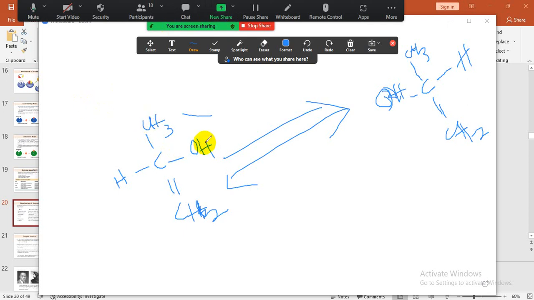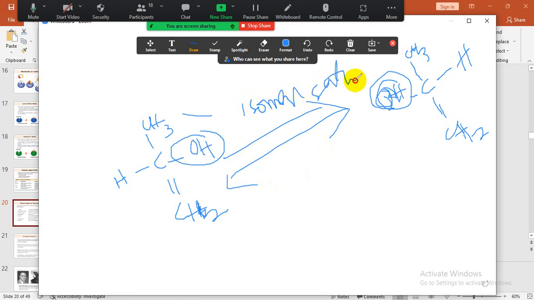You see, we have just done a rearrangement. We have brought this OH, which was at the left hand side, to the right hand side. It was here, now we have brought it here. So it's a molecular rearrangement. That is what we have done. So this is called isomerization. Any rearrangement is called isomerization.